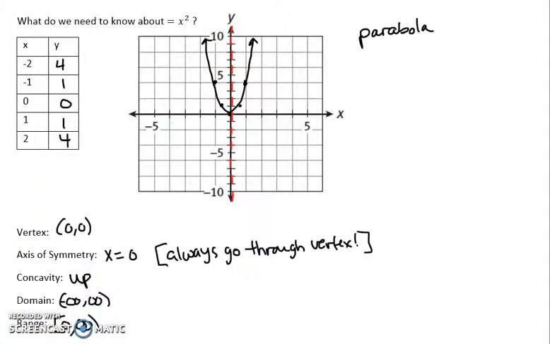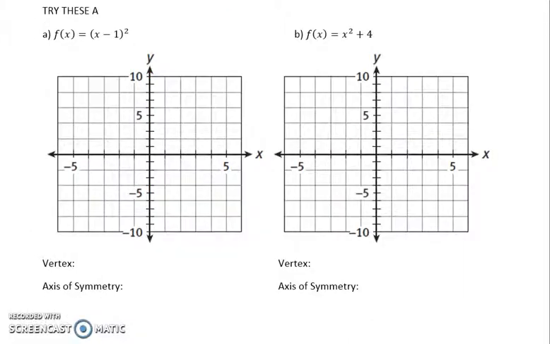So, there's a few examples that I'd like you guys to try on the back side of this. So let's look at the first two. So we want to graph (x minus 1) quantity squared and x squared plus 4. I want you to find the vertex and the axis of symmetry. So go ahead, pause the video. In about 4 or 5 minutes, we'll go over the answer.